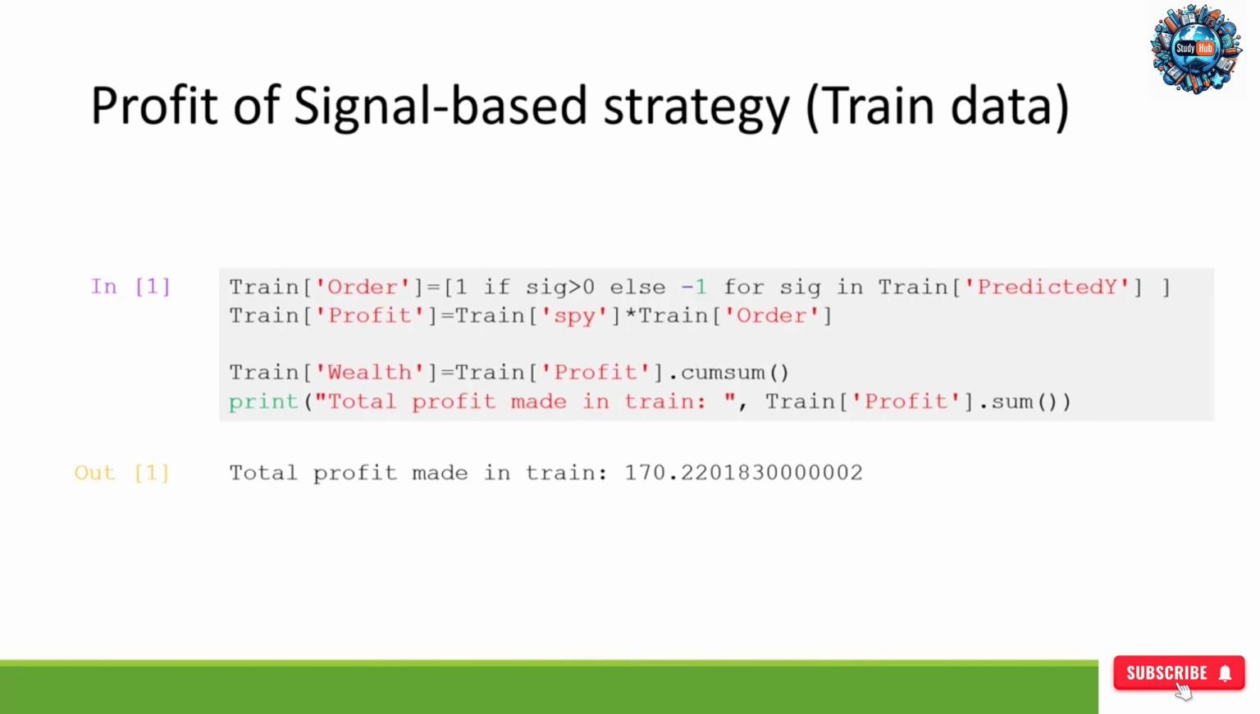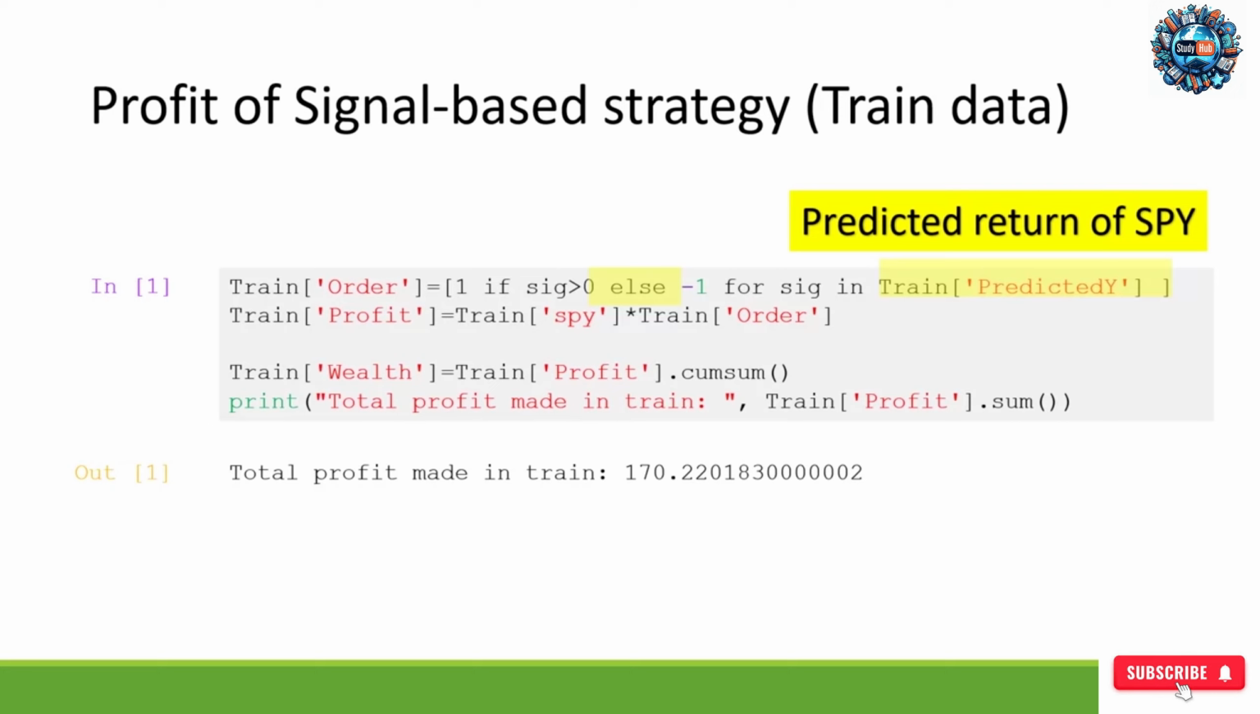First, we will compute the position of our trading based on our predicted value of the response. Order equals 1 if the predicted value is positive, or our prediction for price change is positive from opening today to opening tomorrow. Otherwise, order equals -1, which means we will sell 1 share if we have 1 share, and short sell 1 share.